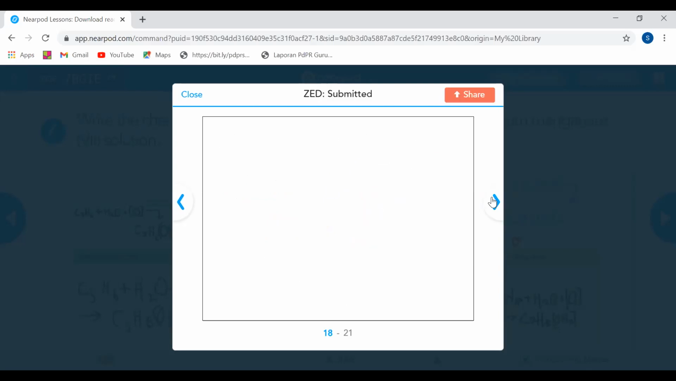Okay, this one is wrong. Where is the mistake? The answer is correct, but something is wrong in it. Is it the bracket or the catalyst? No, the catalyst is okay, you must write the catalyst. But the bracket is the problem. Which bracket? The one after the arrow.